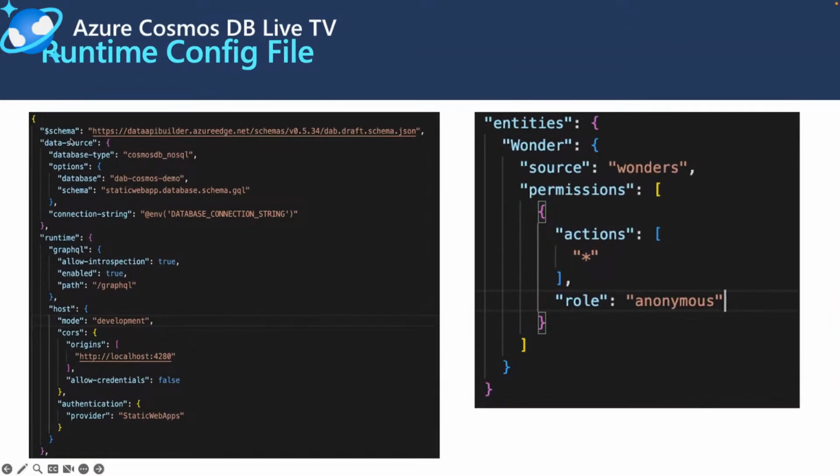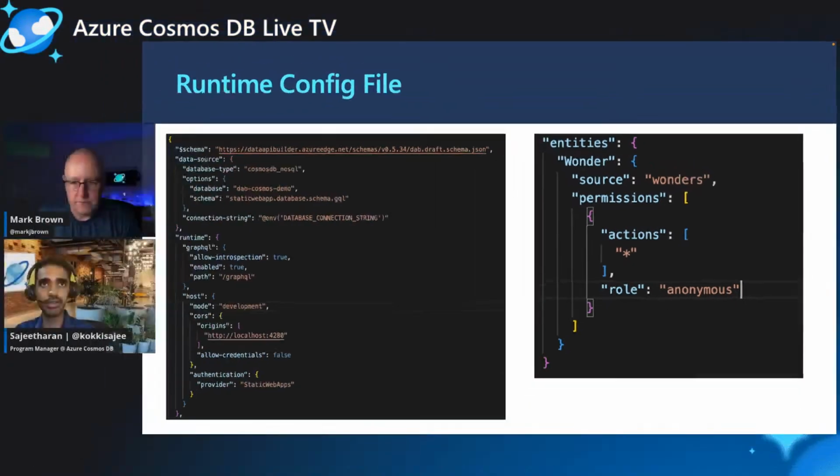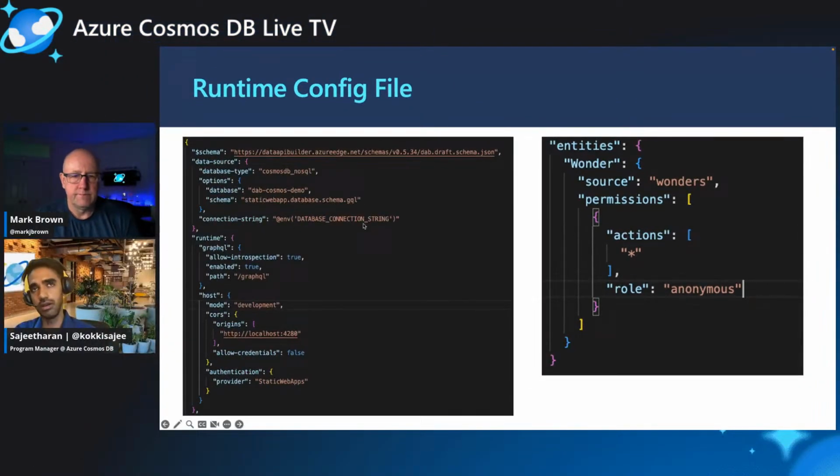So you can see a sample config file. This is for the Cosmos DB NoSQL API. You have the database type as Cosmos DB NoSQL, and then the database that I want to access, and the schema file. In this sample, I have named it static web apps database.schema.gql, which consists of the schema. And then the connection string: you can use an environment variable, or if you are dealing with the Cosmos DB emulator, you can replace this with localhost.